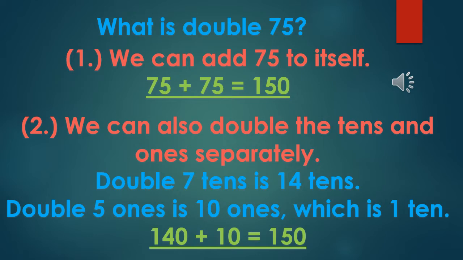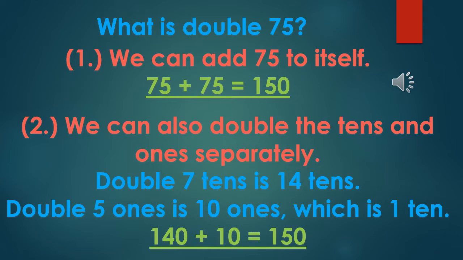Now, we can also double the number by separating it into tens and ones. In the number 75, 7 is in the tens place. So when we double the number 7, we get 14. 7 tens is 14 tens.